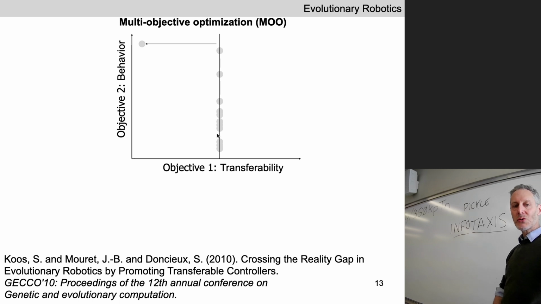Some of these controllers produce more or less of the behavior we want in simulation. And some of these controllers have higher or lower estimated transferability. Which one do we send across the gap next? Maybe it helps to rephrase this. Which one do you absolutely not send across the gap next? What would be the worst choice?